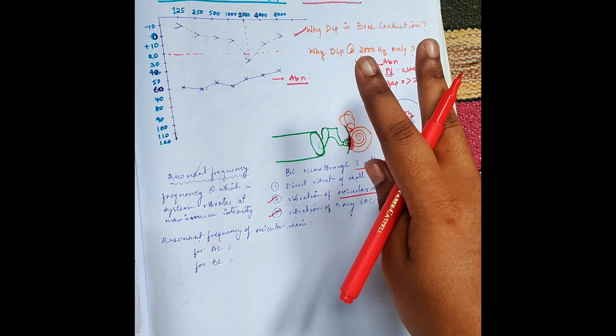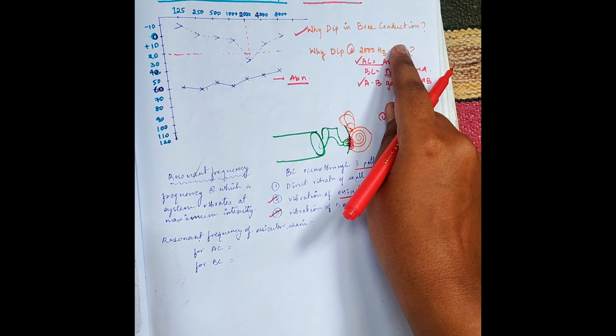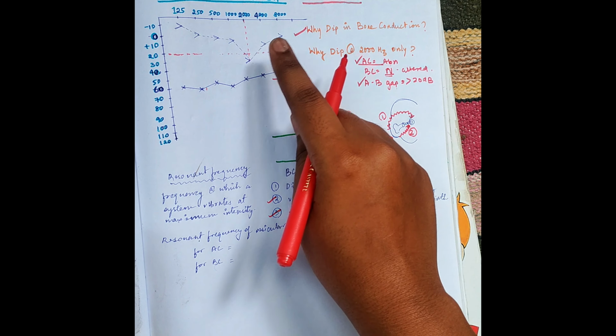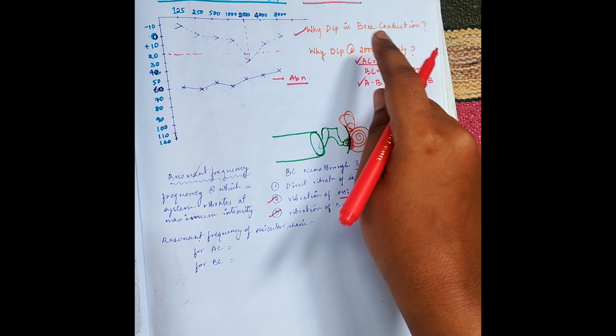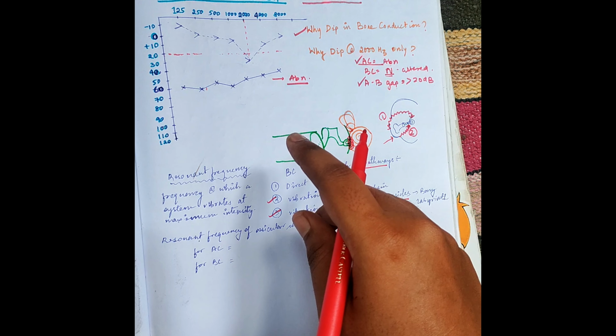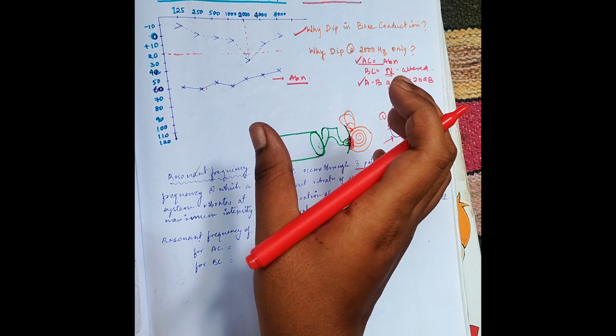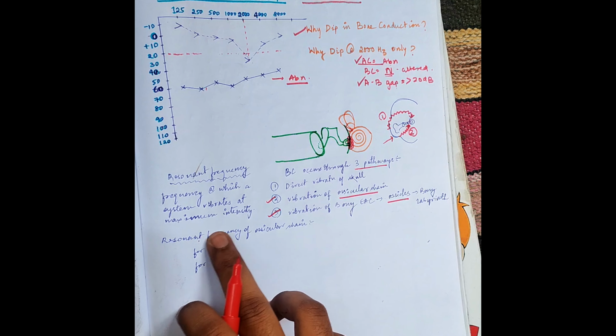Now answering part 2 of the question: why is there a dip particularly at 2000 Hz only? If the bone conduction is affected, then why not the whole bone conduction curve, and only the 2000 Hz part? Before understanding that, we should know about resonant frequency. What is resonant frequency? Resonant frequency is the frequency at which a system vibrates at maximum intensity.